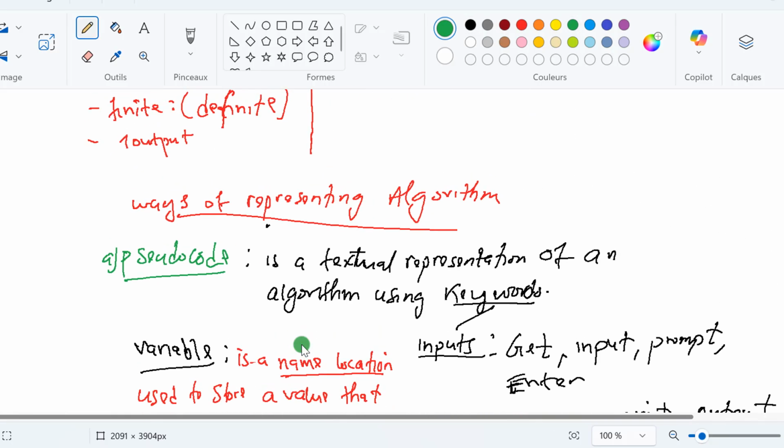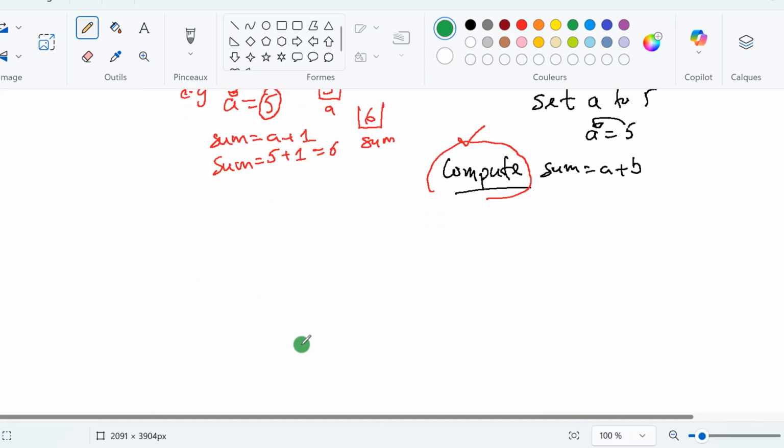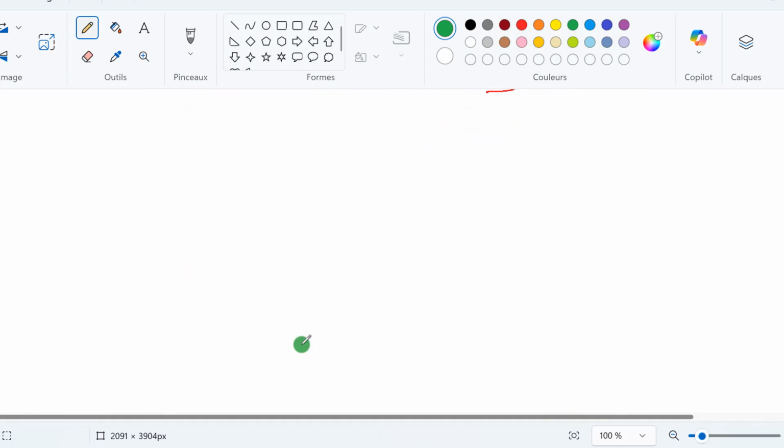So this is what you need to know concerning pseudocode and variable. I hope the definition of variable is clear for everybody, because in all algorithms we are always using variable, meaning that the variable helps us to store a value that will be manipulated in the algorithm, and we always need to store. In computer science, nothing is in the air. Anything in your computer is stored somewhere before being executed. Take note of that. Good.